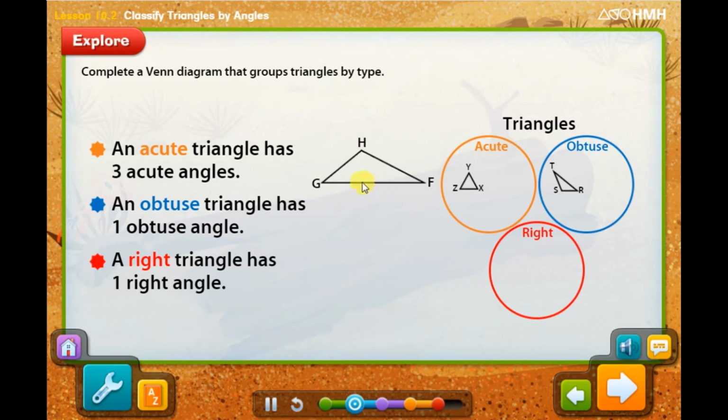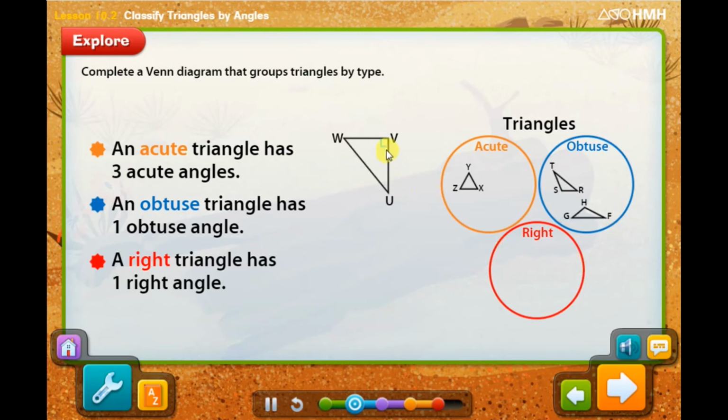Let's check out triangle HGF. Also, the angle H here is obtuse, so this is an obtuse triangle. This triangle also has one obtuse angle. What kind of triangle is it? Obtuse. It is also an obtuse triangle.